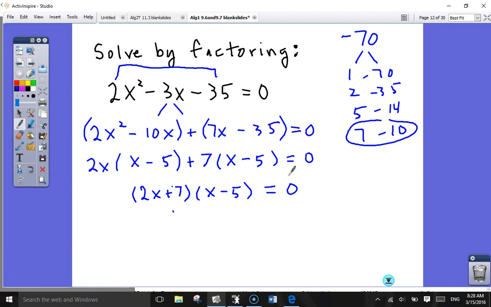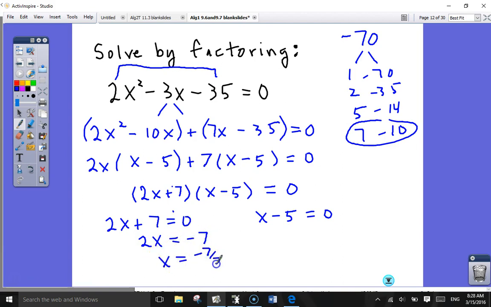How do I solve? You can put each one equal to 0. I set each factor equal to 0. 2x plus 7 equals 0. X minus 5 equals 0. So 2x equals negative 7. X equals negative 7 halves. X equals 5.